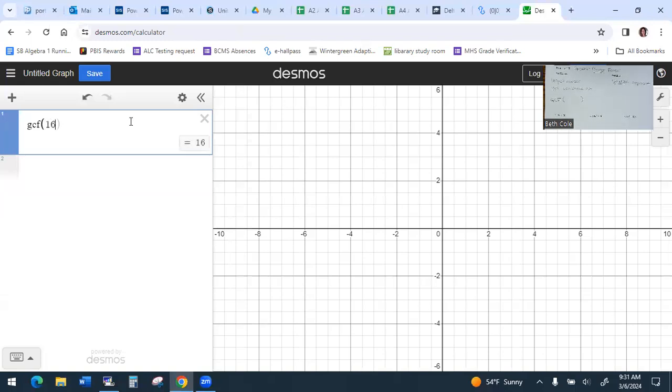But watch this. Do you see how I just typed 16, 24 and it gave me the answer? 8. Can you do this? Because that'll help you on your test. GCF and then just type the numbers in.